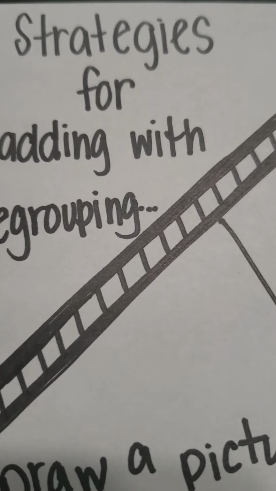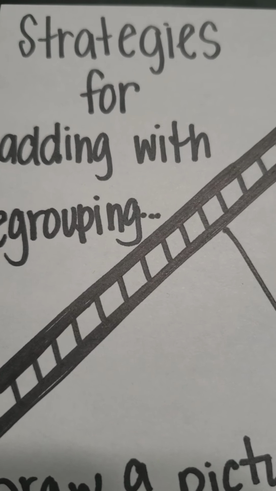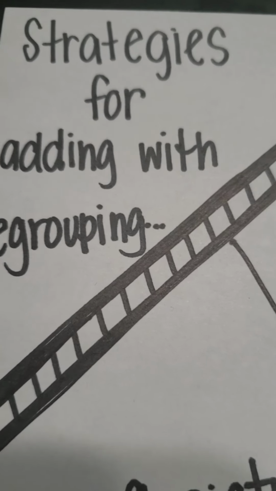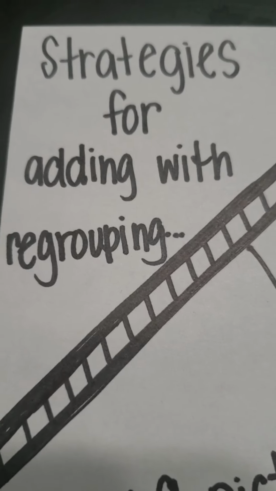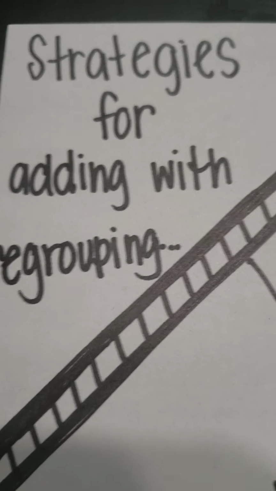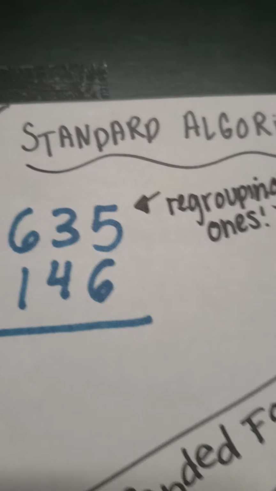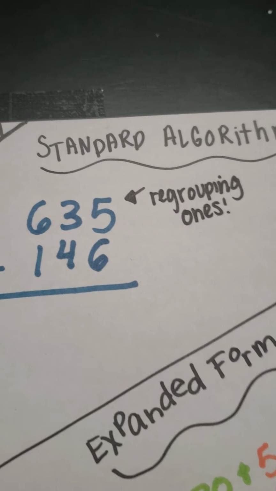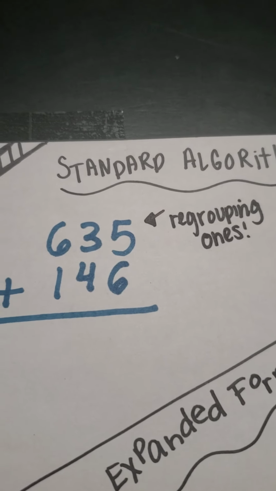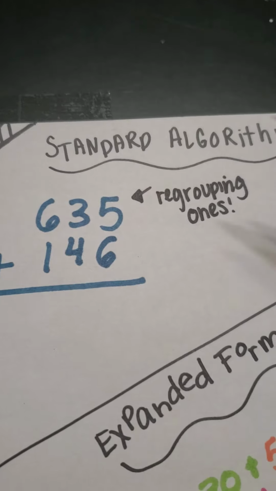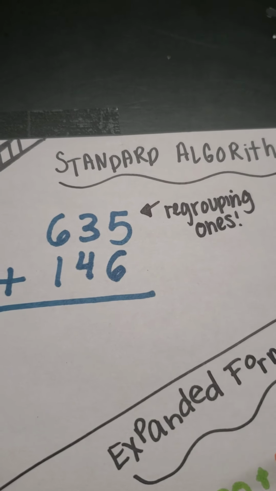In class, we've learned at least 3 strategies for solving addition with regrouping problems. So let's take a look at those 3. The first one is the standard algorithm. So we know that this is a basic adding technique where we add starting in the ones place.